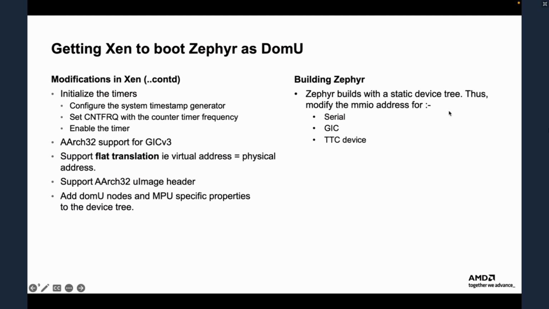And we wanted to build Zephyr. As we said, there was a port of Zephyr available for the R52 V8R mode. Since Zephyr builds with a static device tree, we had to change the MMIO addresses for the timer, for the TTC device, for the GIC, and the serial devices. Now, these TTC devices are the ones that we are using to test the device pass-through. So we had to use that.